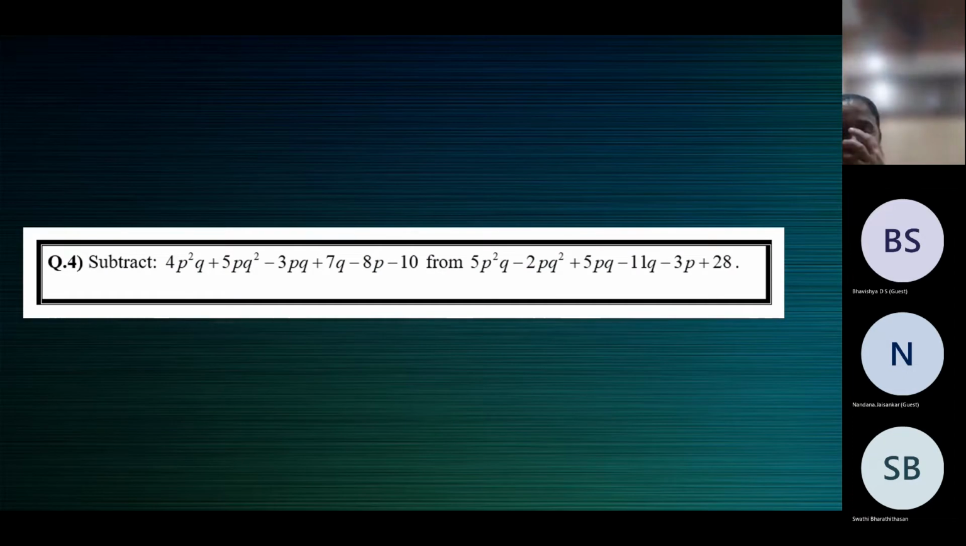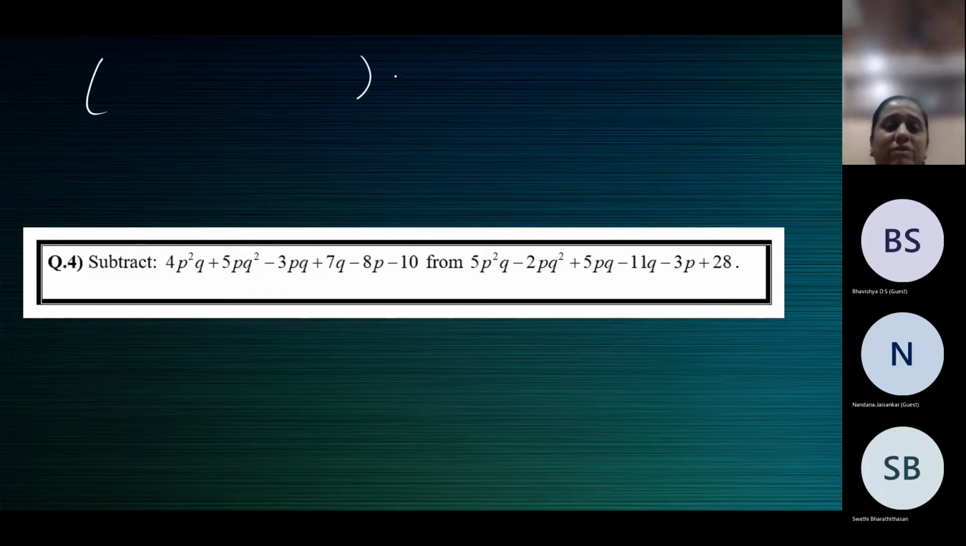I think you can do this. Subtract the first expression from the second one. I want you to do it in both the methods, both vertically and horizontally. What do I mean by that? Vertically and horizontally. Horizontally is like this.